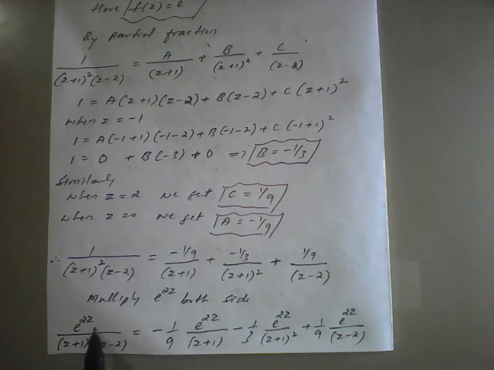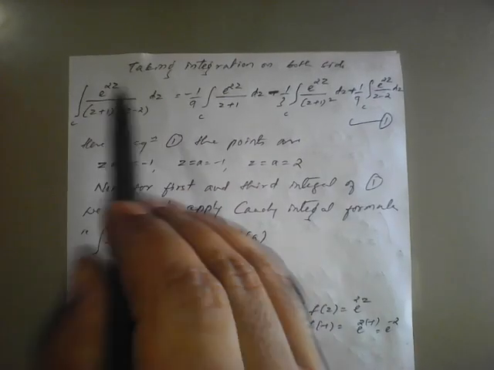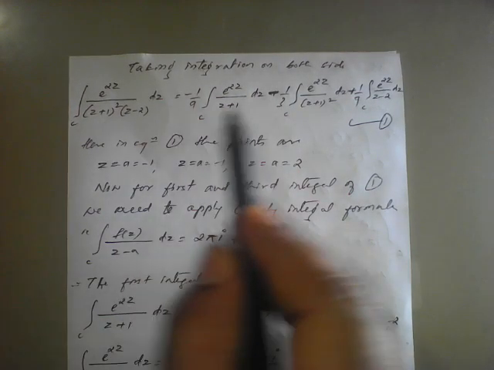So here 1 into e raised to 2z on the left hand side, and minus 1 upon 9 we keep outside into e raised to 2z upon z plus 1, plus minus 1 upon 3 times e raised to 2z upon (z plus 1) square, plus 1 upon 9 into e raised to 2z upon z minus 2. Once we get this, we have to take the integration on both sides. So taking integration on both sides, we get this formation.